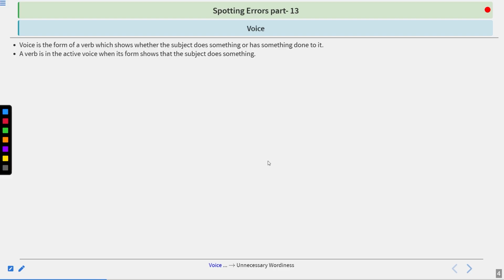A verb is in the active voice when its form shows that the subject does something. A verb is in the passive voice when its form shows that something is done to the subject. So there are two types of voices. I hope you have understood.